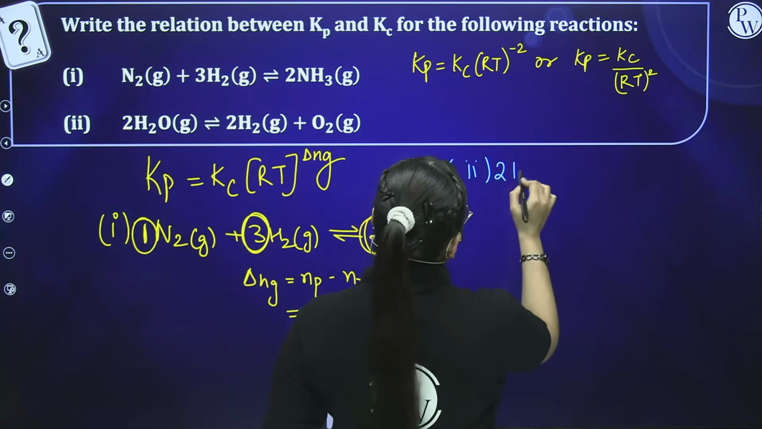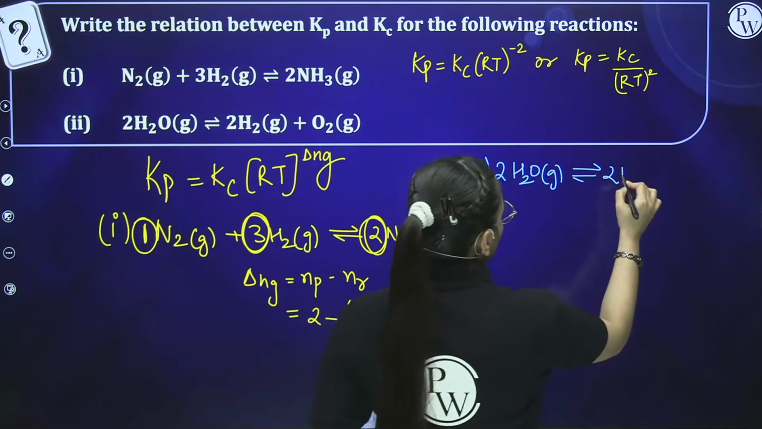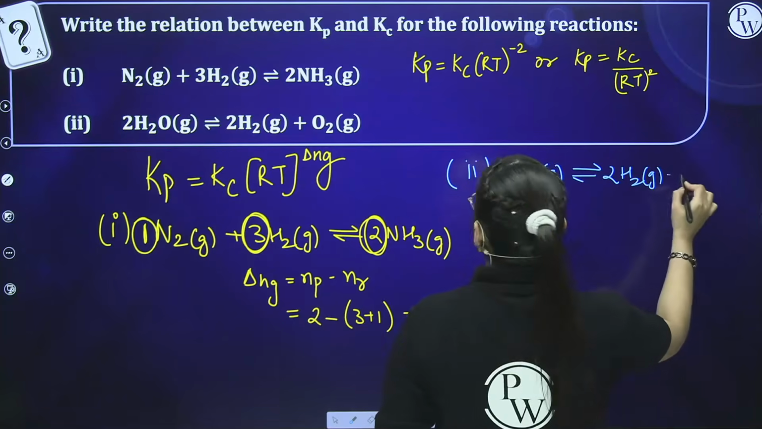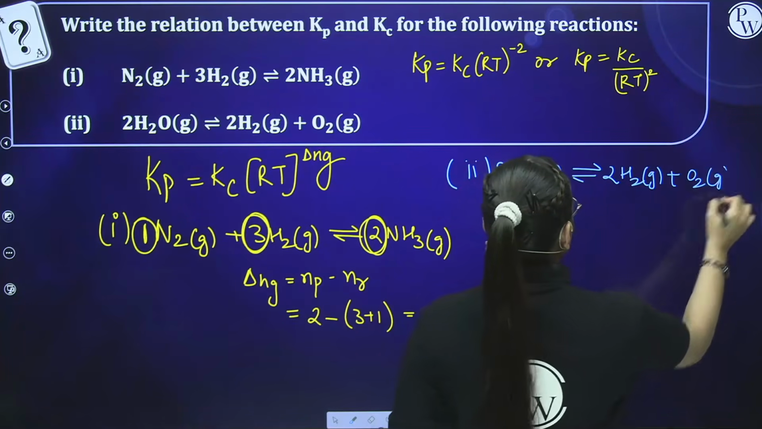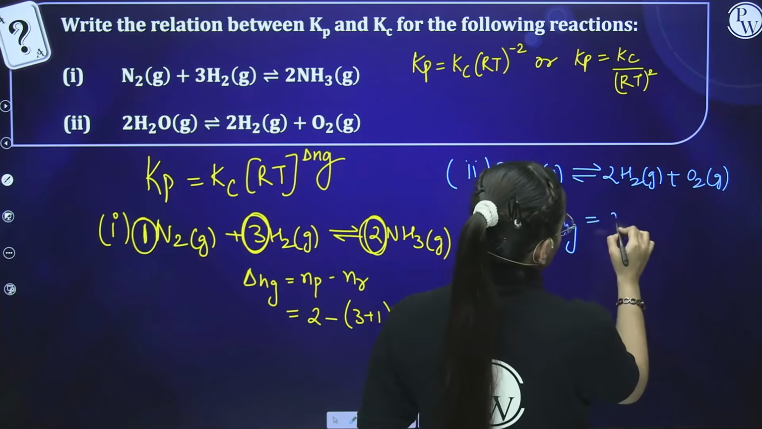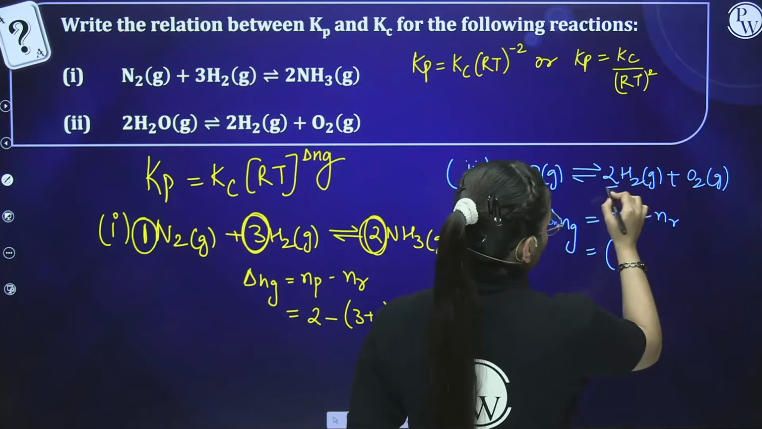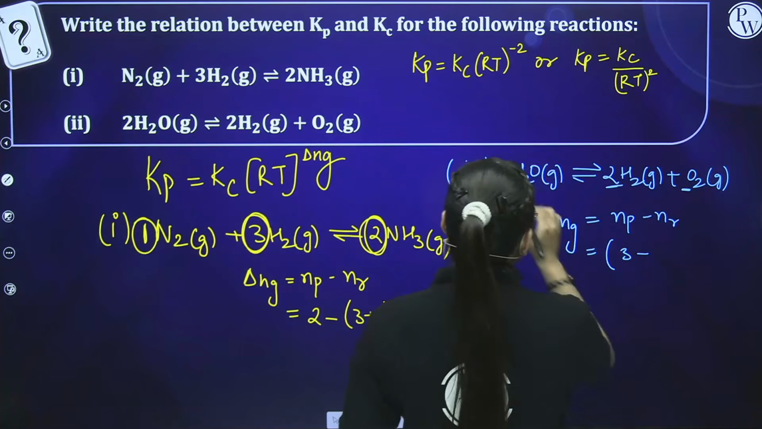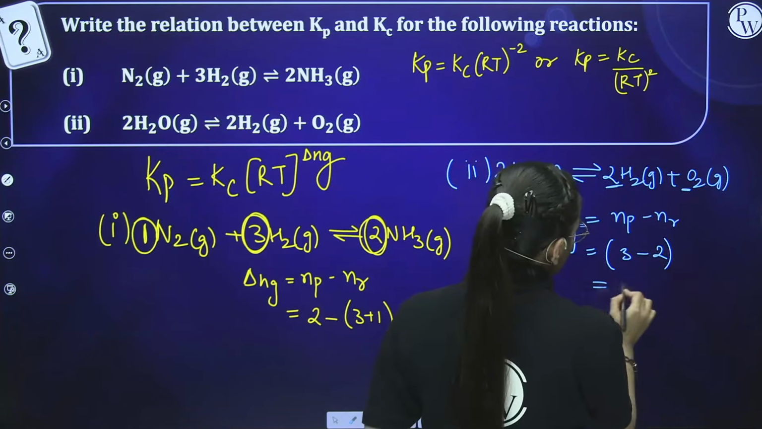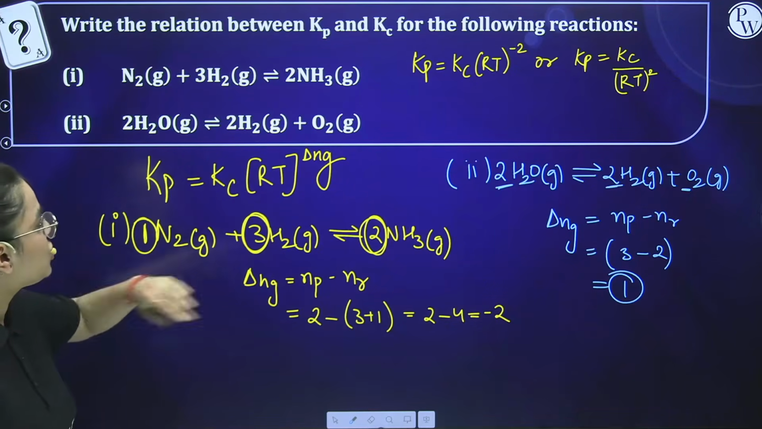For the second part, 2H2O gaseous gives 2H2 gas plus O2 gas. Now what is delta Ng over here? It is, see, number of moles of product minus number of moles of reactant. For product we have 2 plus 1 as 3, minus reactant we have 2, so it comes out to be 1.